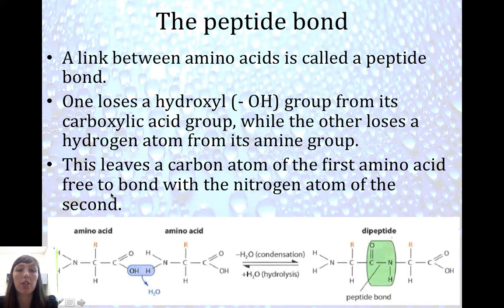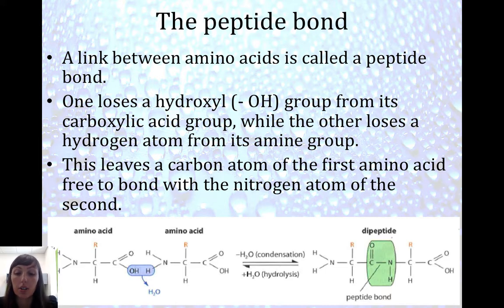Okay, so let's talk about the bonds between amino acids. These are called peptide bonds. One loses a hydroxyl, which you will come to remember is an OH group, from its carboxylic acid group, while the other loses a hydrogen atom from its amine group. This leaves a carbon atom of the first amino acid free to bond with the nitrogen atom of the second. You should remember this from STEM.